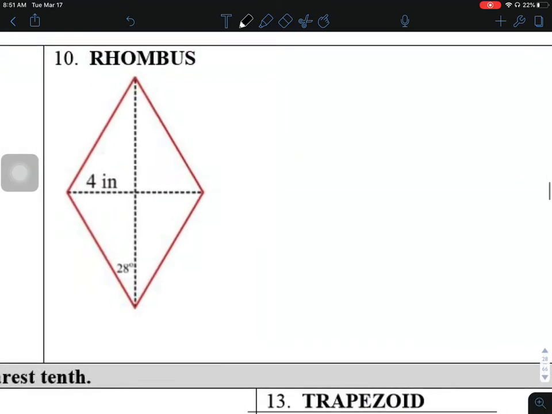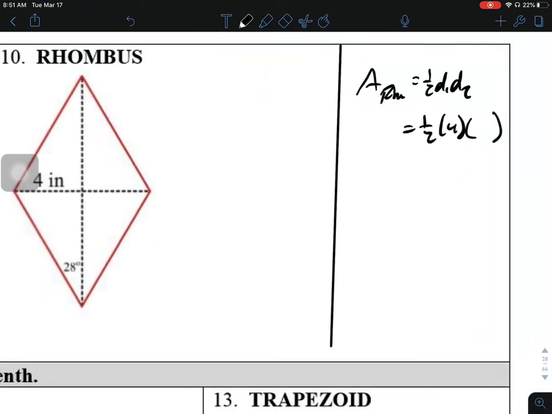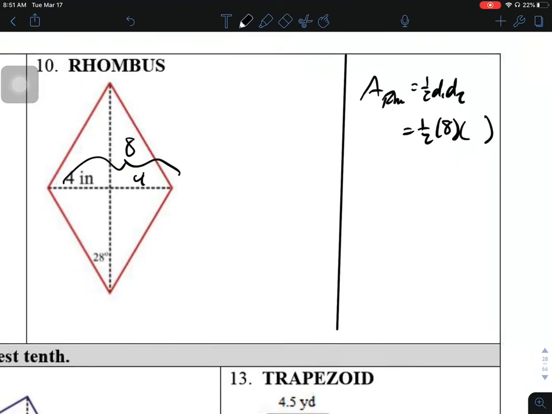Number 10, rhombus. Rhombus is 1/2 the product of the diagonals. And we don't know one of the diagonals, but we do know the other. We know one of them's 4. I'm sorry, it's not 4. It's 4 plus 4. So one of these is 8. The other one, boy, not being easy on you here, are we?